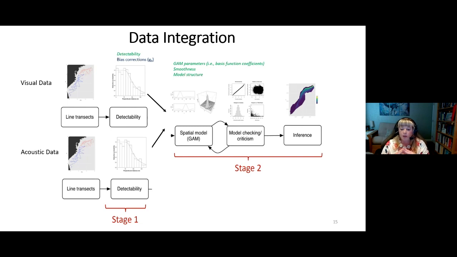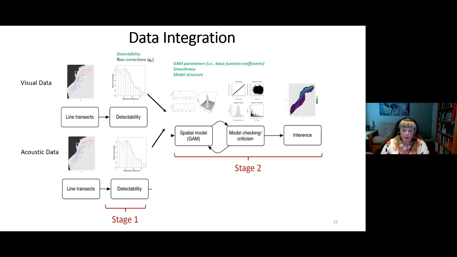So here the spatial model really acts as the glue that sticks together the two different survey types, or however many different survey types we might include. And then that effective area surveyed is acting as a correction to both methods in order to put them more on equal footing when it comes to modeling.